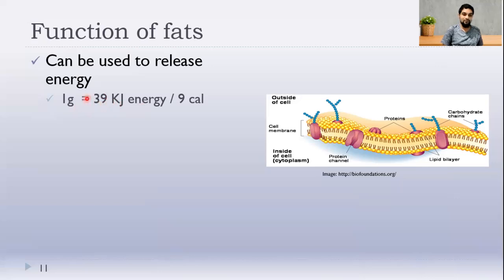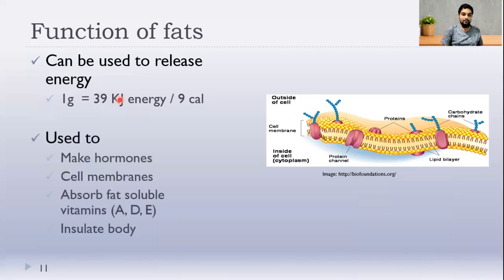Fats produce double or a little more than double the amount of energy that 1 gram of carbohydrate would provide. Some additional functions of lipids are that they're used to make hormones and cell membranes. As shown in the diagram here, the cell membrane is made using lipids. And fats also help to absorb vitamins.